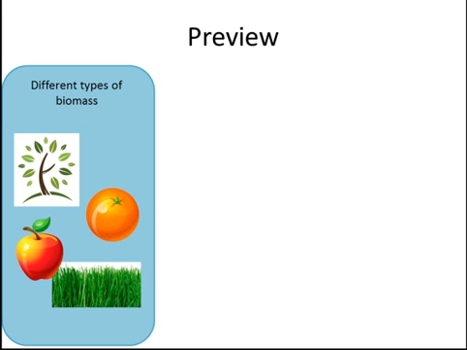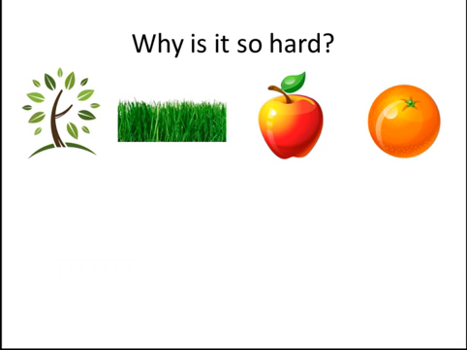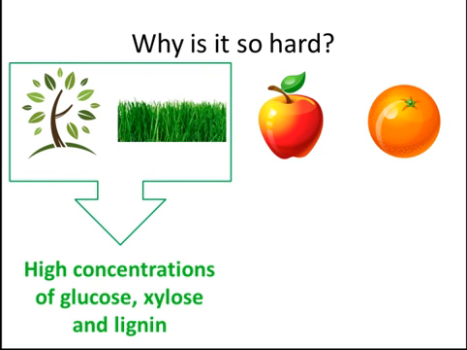There are three main components we have to consider when starting a fermentation: biomass, enzymes, and microorganisms. We'll start by discussing different biomass types. Different types of plants have different kinds of sugars. Woods and grasses have high concentrations of the sugars glucose and xylose, along with lignin, a complex molecule that gives plants structural stability. Lignin cannot be used to produce ethanol, and it actually interferes with its production.